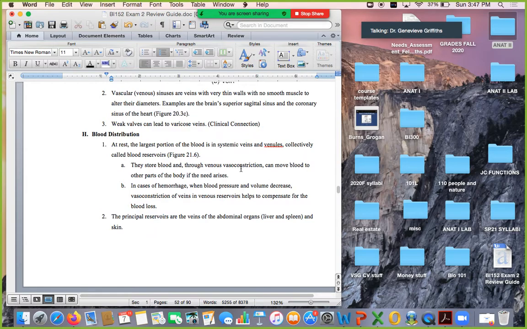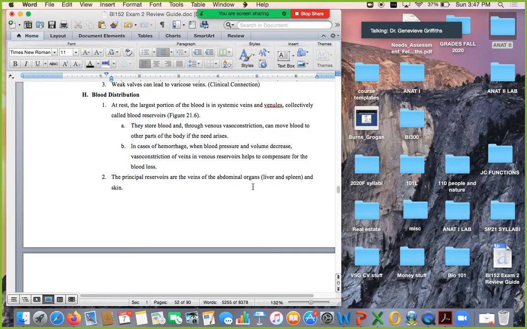Most of the blood in circulation at any given moment is going to be in the veins and venules. These are called your blood reservoirs. I think it's 60% of the blood or so that's found in the veins and venules. And if needed, they're able to undergo vasoconstriction and move that blood to other parts of the body. Sometimes this vasoconstriction in the veins helps compensate for blood loss, particularly in the case of a lot of blood loss, like a hemorrhage.